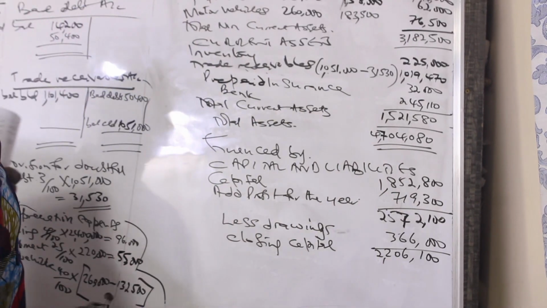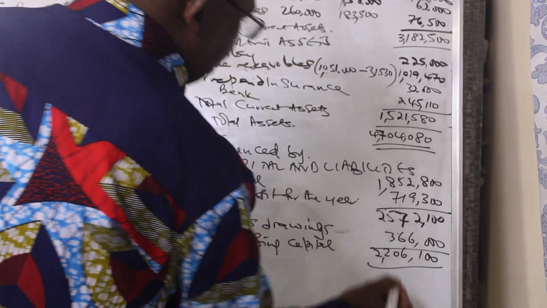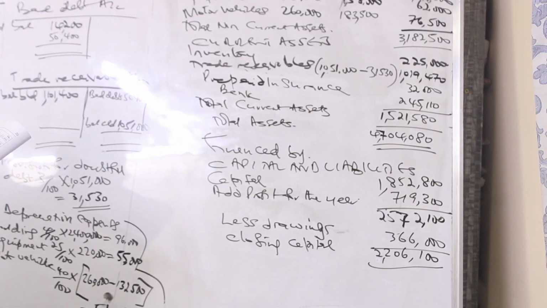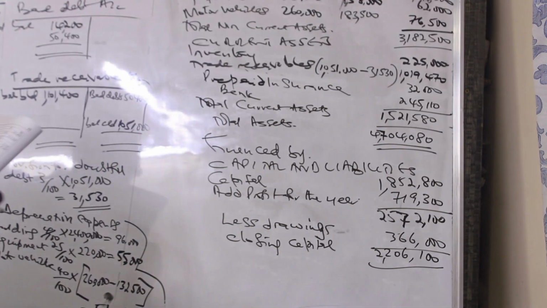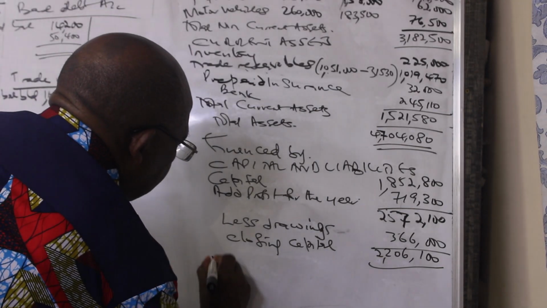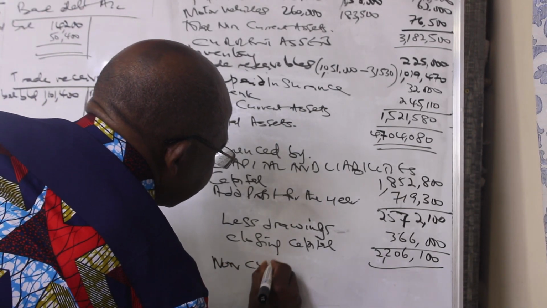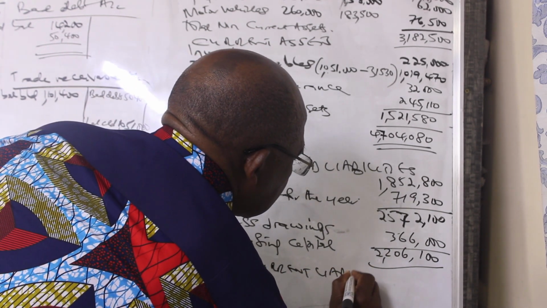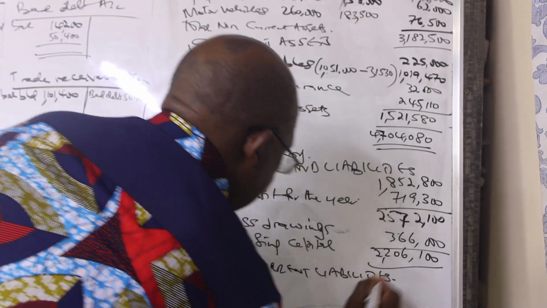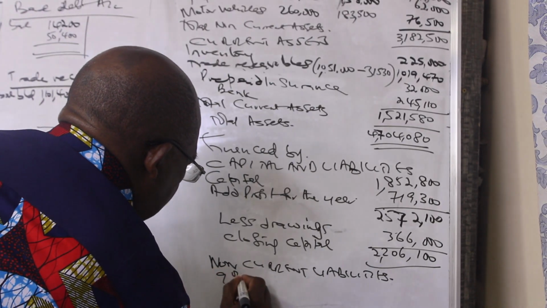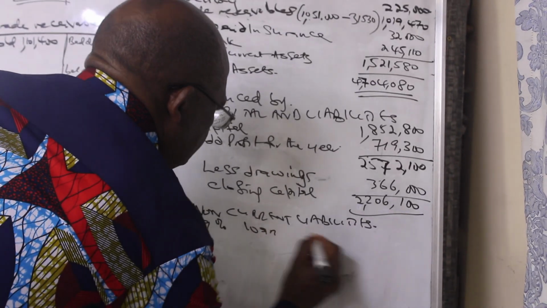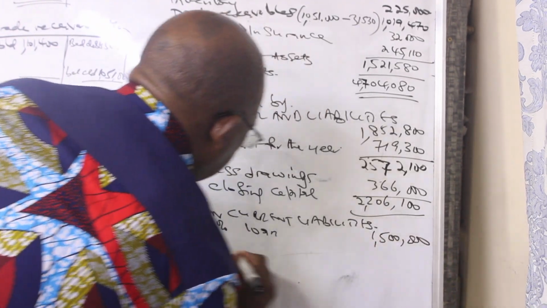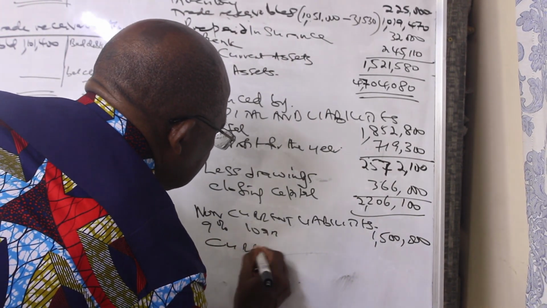Let us ask ourselves, do we have non-current liabilities? Yes, we have a 9% loan of 1,500,000. So we say non-current liabilities. Remember the format, we have the 9% loan and it is 1,500,000. Then we go to current liabilities.